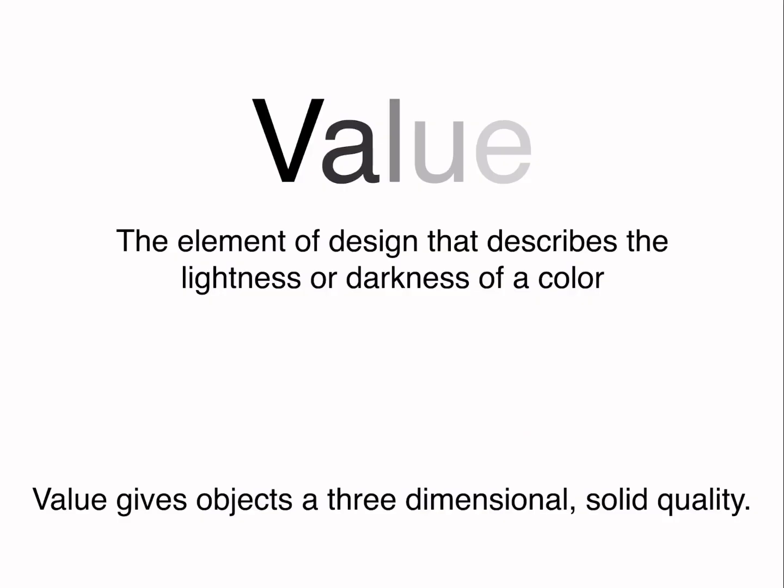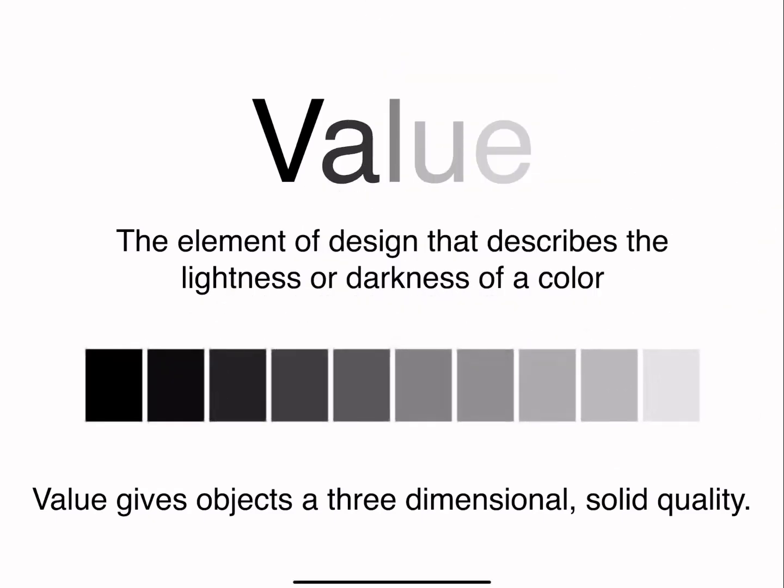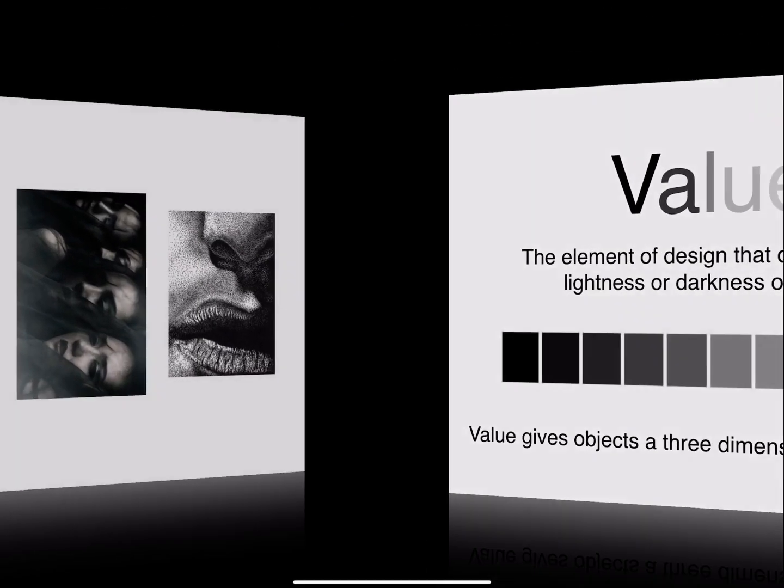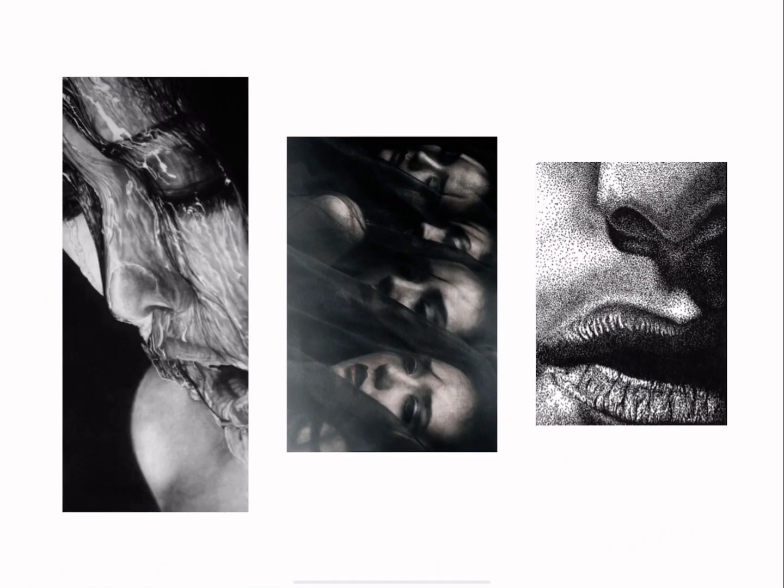The next element of design that we're learning about is value. Value describes the lightness or darkness of a color. Value can give an object a three-dimensional solid quality when we see a full range of value in a drawing. So for instance, we have 3 drawings here where they're all looking three-dimensional, and that's because we have the darkest blacks to the lightest whites with all of the middle grays in between.